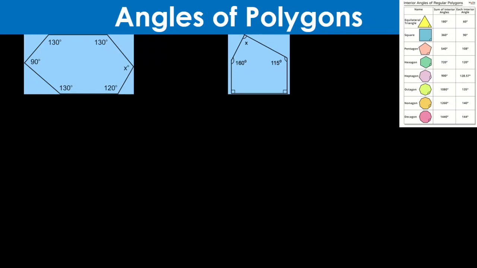Let's now apply our knowledge in the sum of interior angles of polygons. Let's go to this first question here. So let's check first what kind of polygon this is. It has 6 sides, so this is a hexagon. Now, let's add all the interior angles here.